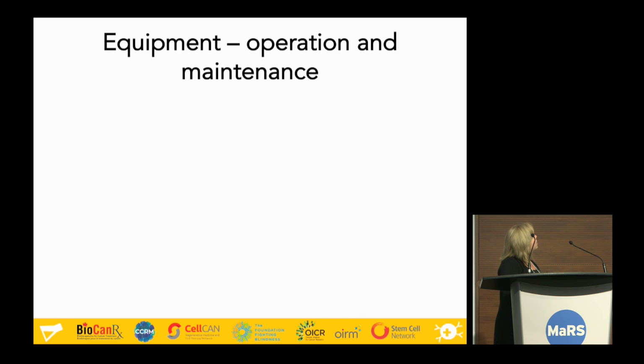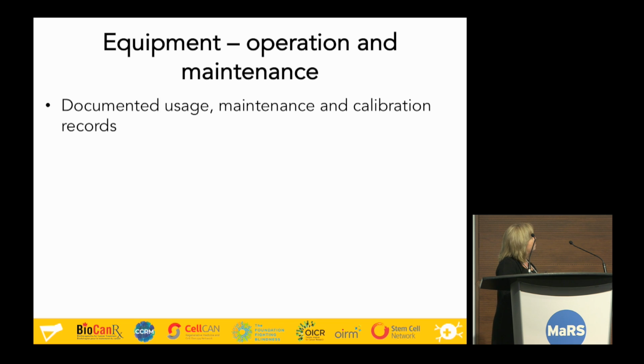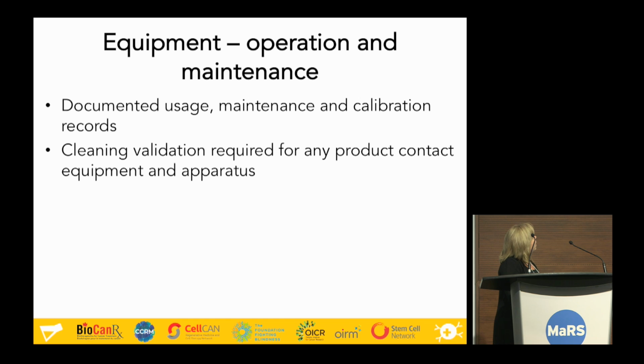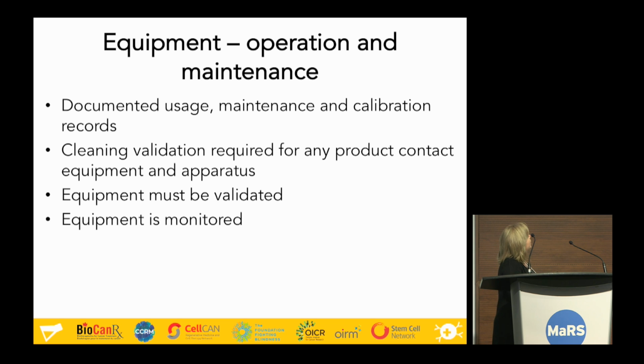Equipment. There's lots of records for equipment. Every time we use a piece of equipment, we have to say that we used it, what we used it for, and keep records of maintenance and calibration. Cleaning validation is required on any equipment that will have product contact. That's why in the cell therapy field we use a lot of disposables, because it's a lot easier to buy something, use it once and throw it out, than to have to prove that you've cleaned it properly between uses. The equipment must be validated, and I could speak for hours on that, but you might not want to hear it.